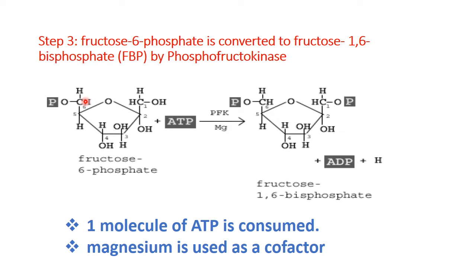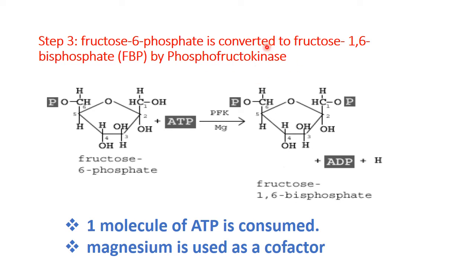So in step 3, the fructose 6-phosphate formed will be converted to fructose 1,6-bisphosphate. This will be through another consumption of ATP, as you can see from this diagram here, where we have our fructose 6-phosphate. Then of course 1 ATP will be consumed, and the enzyme involved is called phosphofructokinase.